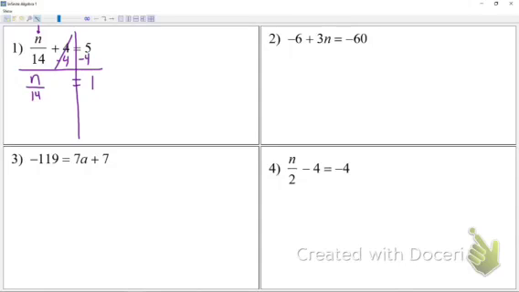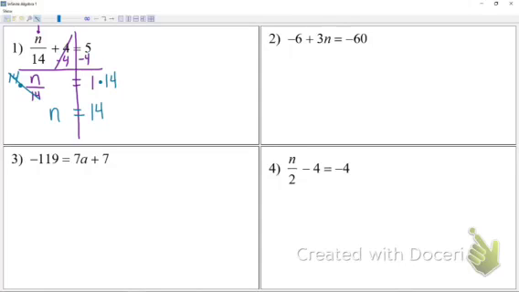Multiply. So I'm going to take my n, I'm going to multiply this side by 14. That cancels, but I have to come over here and multiply by 14, and I get that n equals 14.